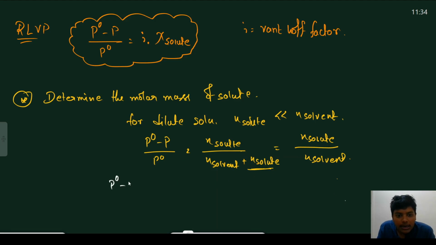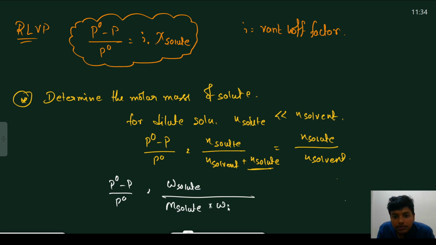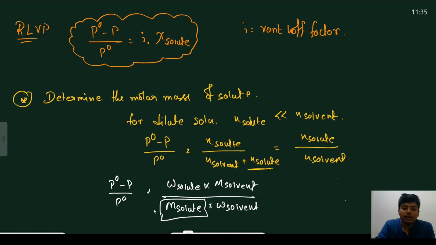Now P naught minus P by P naught. n of solute means given mass of solute divided by molar mass of solute. And n of solvent means given mass of solvent divided by molar mass of solvent. From here they will ask for this value: what is the molar mass of solute? The question will be asked like this. Clear or not? Any doubt?